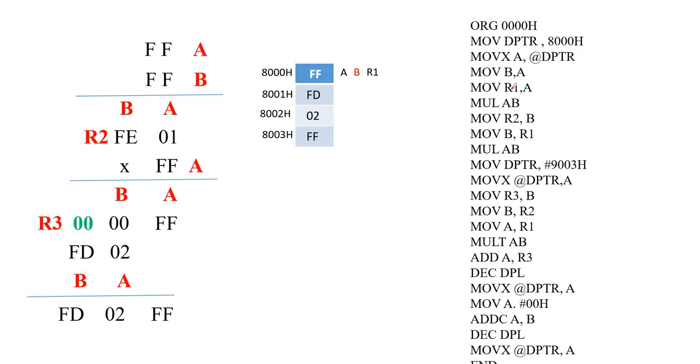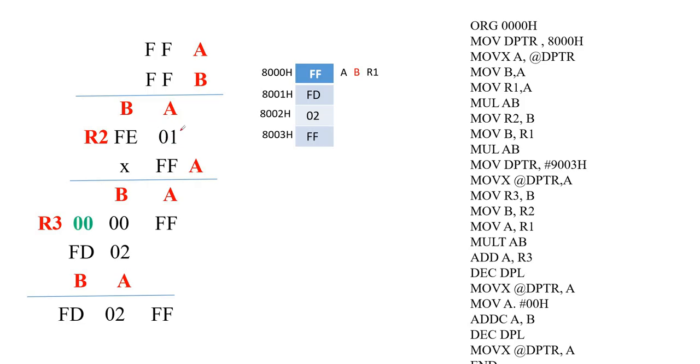Okay, so now the data is in A and B, and these are ready, and next we have to perform the multiplication. So we will use the multiplication instruction, that is MUL AB. It will multiply the contents of A and B. Once this instruction is executed, we get FE and 01 as the output of this multiplication, that is FE01.